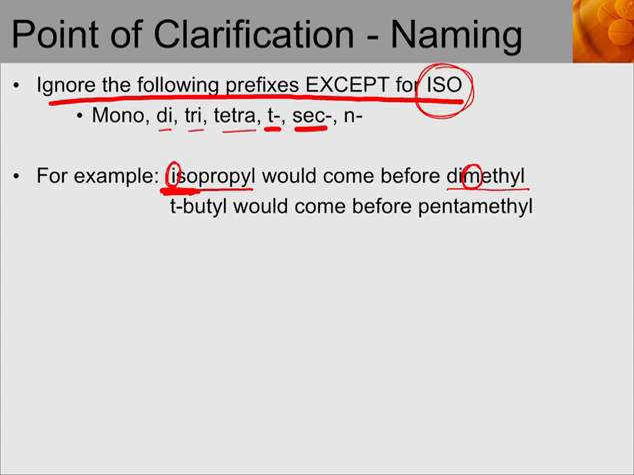However, looking below, if we are comparing T-butyl and pentamethyl, we're going to ignore the T and the P. So we're just focused on B for butyl and M for methyl. So again, the only prefix that you have to even consider when you're alphabetizing is iso. Otherwise, just use the regular names like methyl, butyl, etc.